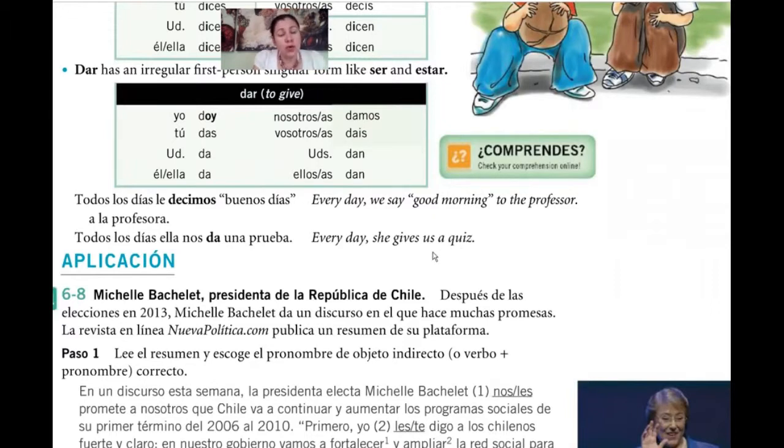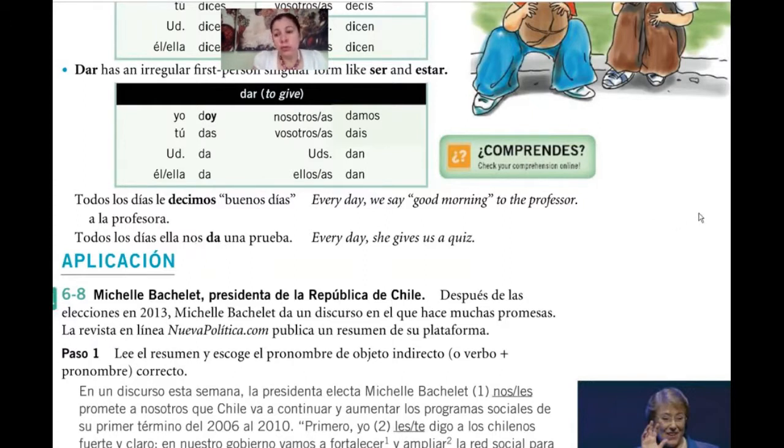A quiz. For whom is the quiz? It's for us. So in Spanish, the same thing. When you say to give, da, damos, dan, you need what you are giving, and you need to know who you are giving it to. So those verbs demand in their own meaning those two elements, and those two elements are on one side the direct object, buenos días, en prueba, and on the other one is la profesora, a la profesora, and nos, okay?